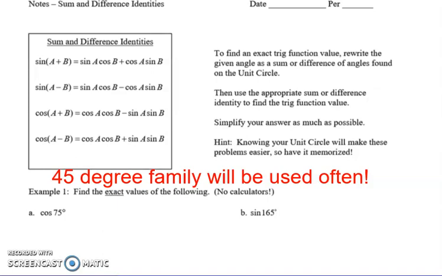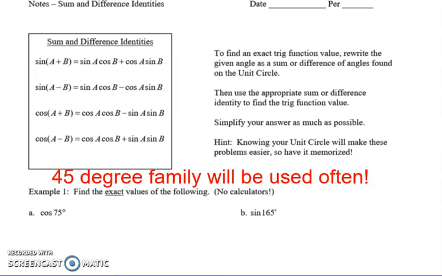All right, let's take a look at our sum and difference identities. So you have four different ones. Obviously, you have a sum for the sine, a difference for the sine, a sum for the cosine, and a difference for the cosine. So you need to pay particular attention to which angle is A and which angle is B when you're doing it.